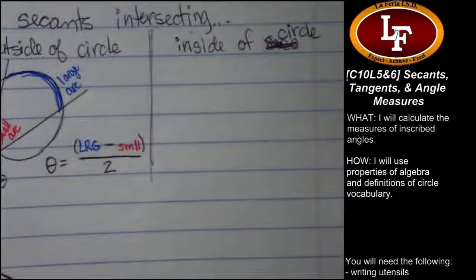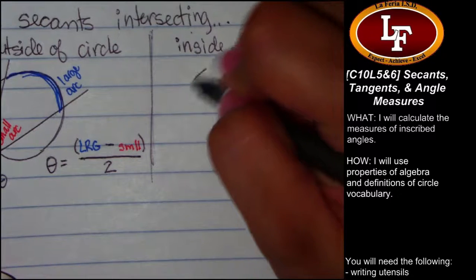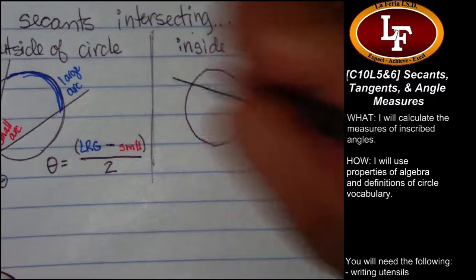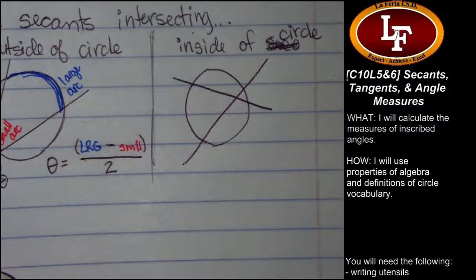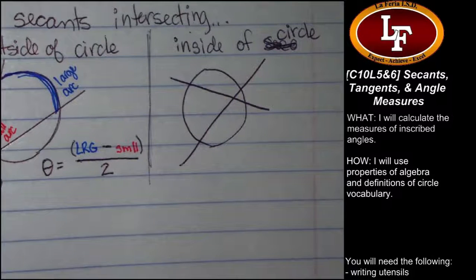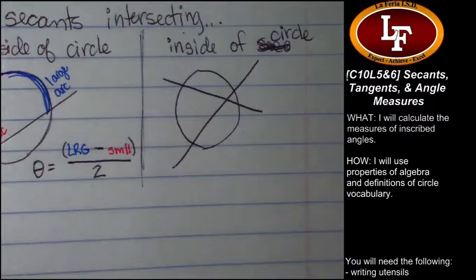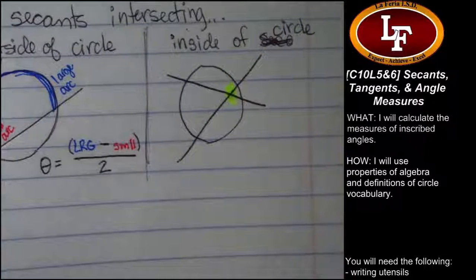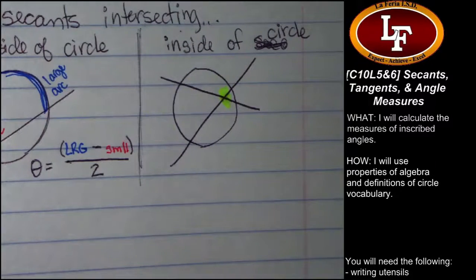The second case is what happens when these secants intersect inside of the circle. So your diagram is going to again have a circle and again have two secants, but this time the intersection happens somewhere inside the circle. Note that it doesn't have to happen in the center of the circle, although it could, but strictly speaking, it doesn't have to. So you're looking at that intersection point happening right inside the circle somewhere.